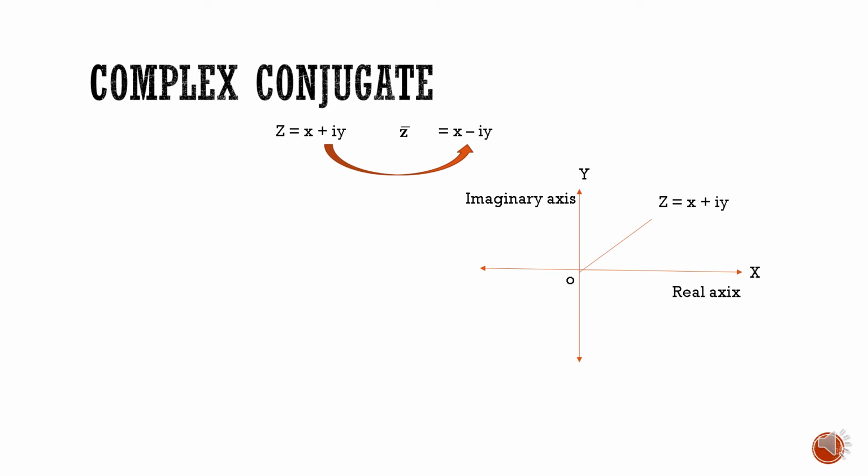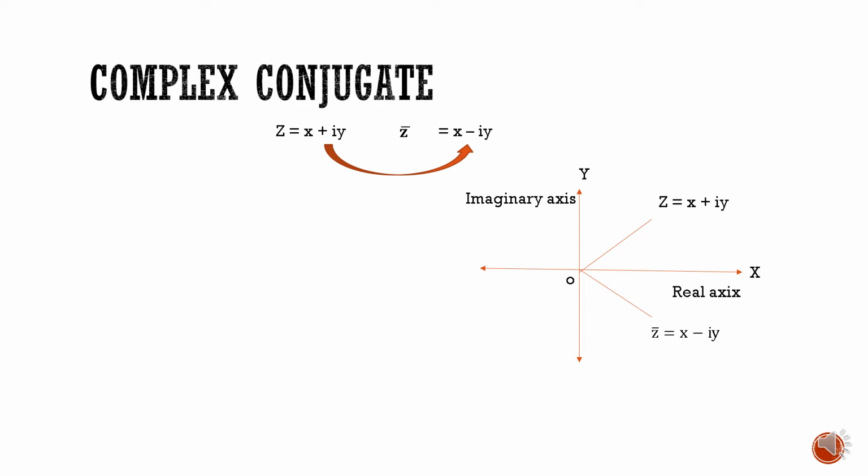In the same way, let us try to mark the z bar, that is x minus iy, in the Argand plane. The same x value on the real axis, but the y value is changed. It is on the negative axis, so you have to take it in this place. So approximately it will be here. So this is your z bar, that is equal to x minus iy. So now we have plotted both the complex number and its conjugate.